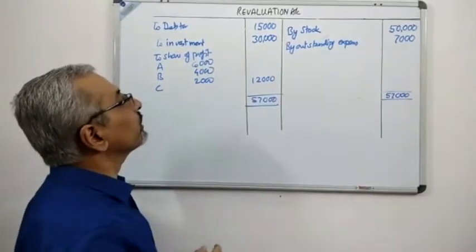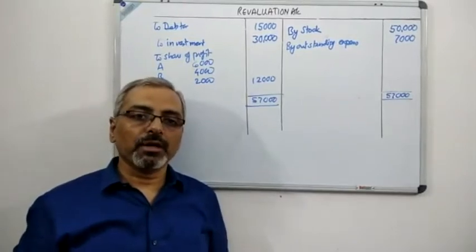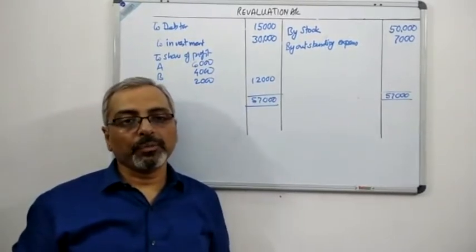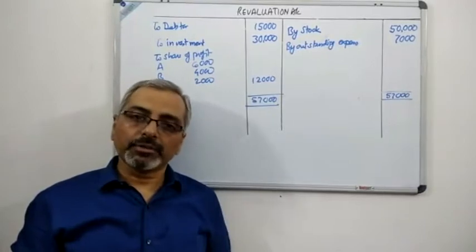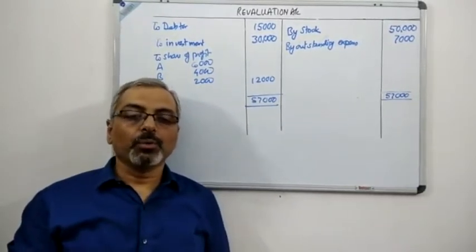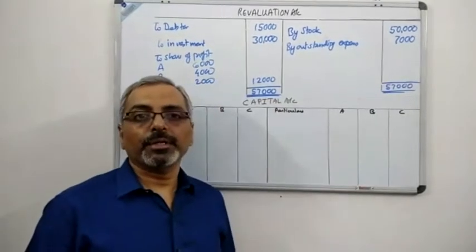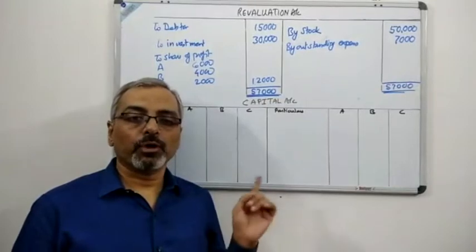With this, we have come to the end of the revaluation account. After the preparation of the revaluation account, we will now go to the preparation of the capital account, and after that we'll prepare the balance sheet of the firm in which one of the partners, that is C, has retired. After completing the revaluation account, now let us move on to the capital account.